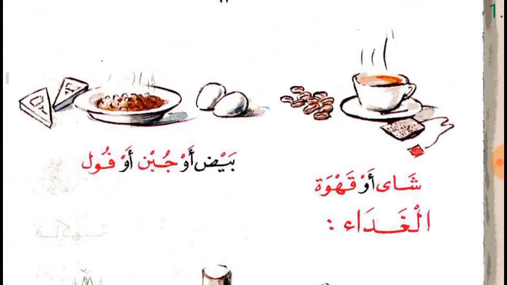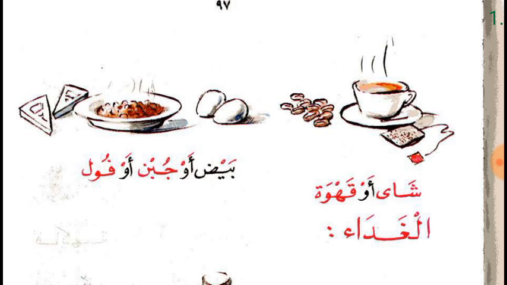Chai aw kahwa, tea or green tea. Aw means or. No, aw does not mean and. Aw means or, in English we say or. Tea or green tea.